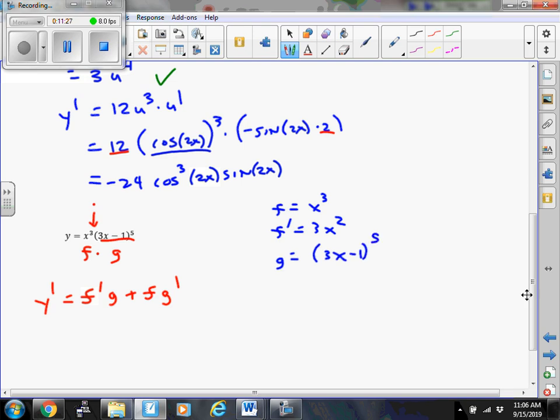G, uh-oh. I see an inside. I'm going to have to do some side work. Inside, take its derivative. Outside is u to the fifth, take its derivative. PII, straighten it out.